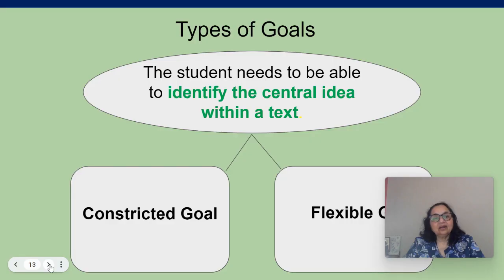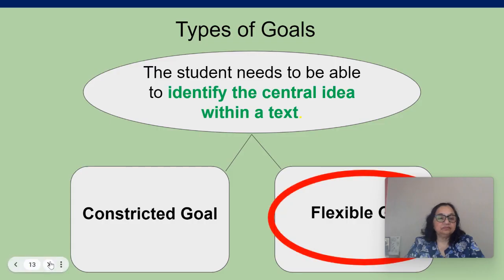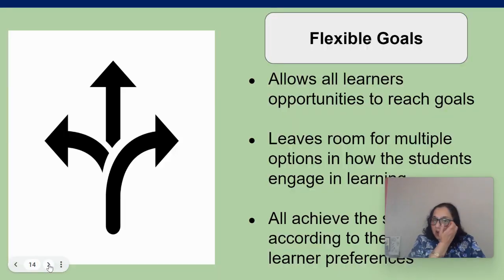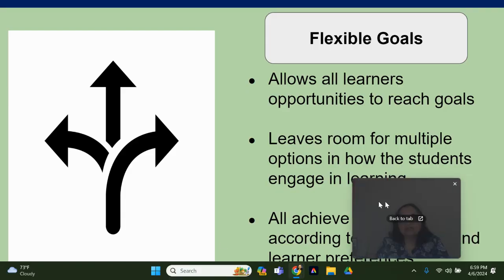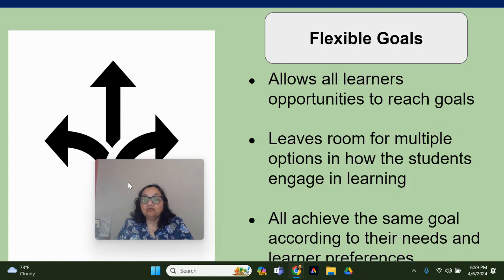So now we are going to talk about the two types of goals. The student needs to be able to identify the central idea within the text. So we can craft a constructive goal, or we can craft a flexible goal. So let's craft a flexible goal and see how it looks. Flexible goals allow all learners to reach their goals because they are flexible in nature and leave room for multiple options, how the students are going to engage in learning and achieve the same goals according to their needs and their preferences. So this is a flexible goal.